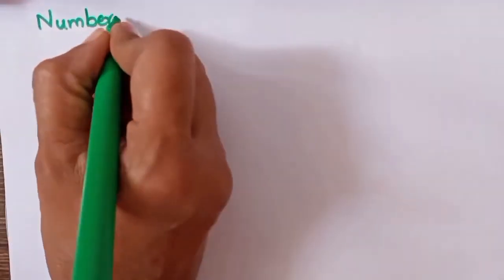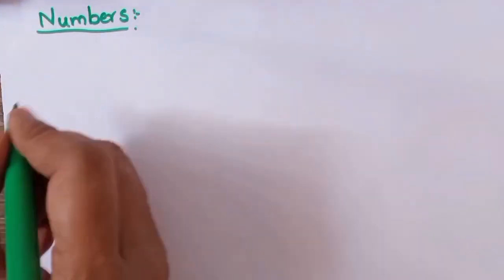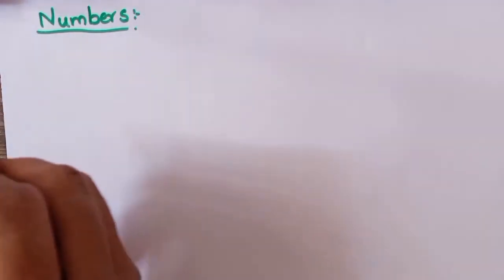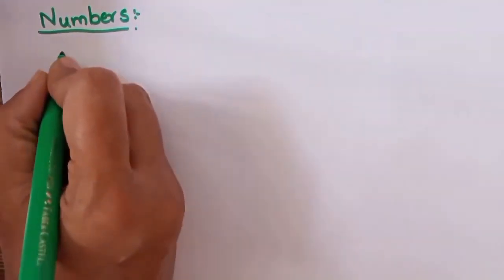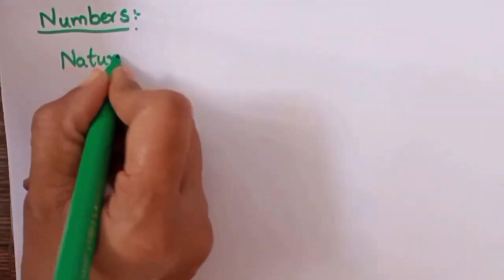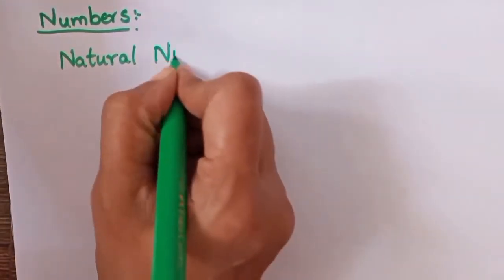Before going with what are rational numbers, let us recap all the numbers we have learned before. We know about so many numbers. From your earlier classes, you have learned different types of numbers. First, you have learned about counting numbers, that is natural numbers.